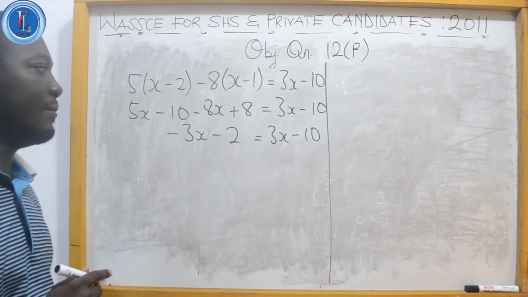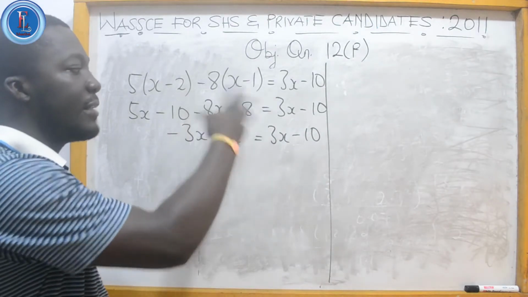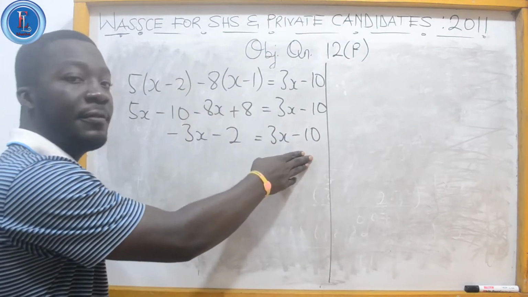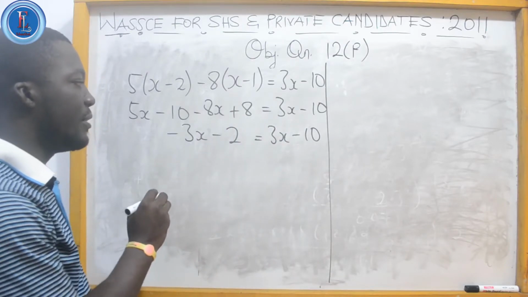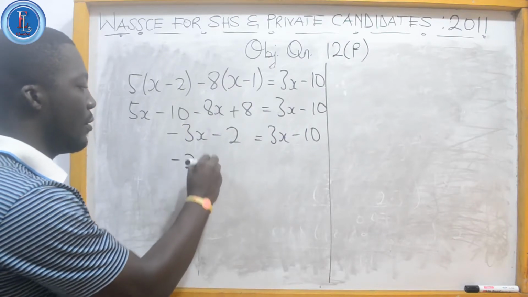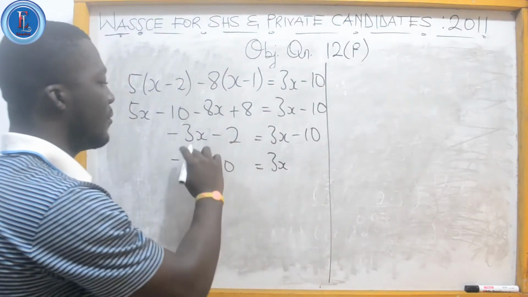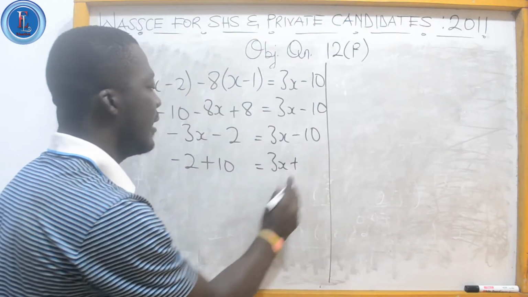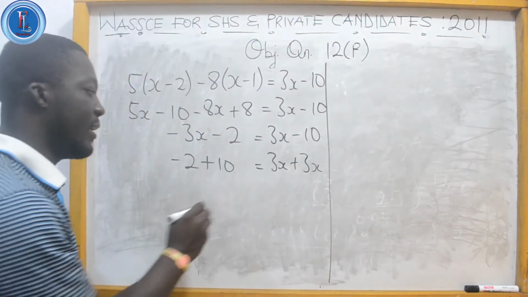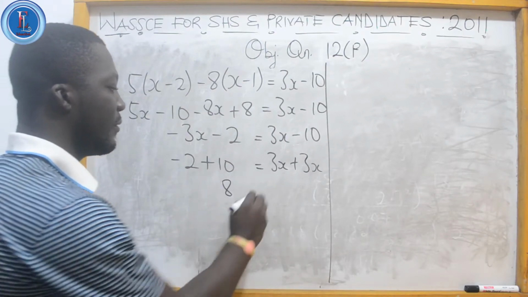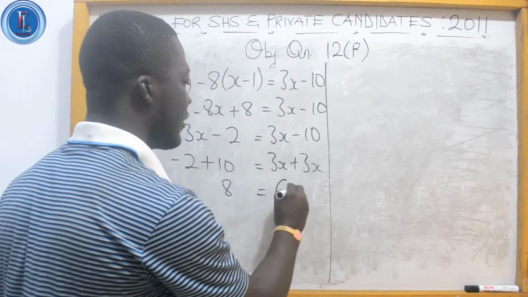We then group like terms. This negative 3x will be transposed to the right hand side to become positive, and this negative 10 will be transposed to the left hand side to become positive, which means we will be getting negative 2 plus 10. This one has been transposed. Then this one will be transposed to the right hand side, getting positive 3x. Negative 2 plus 10 is 8, which is equal to 3x plus 3x is 6x.